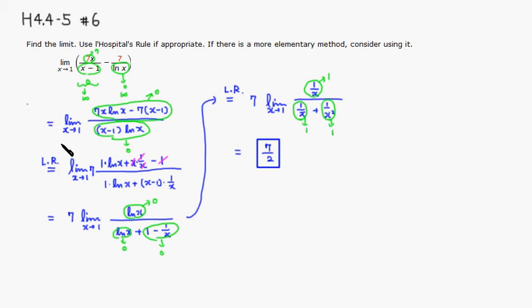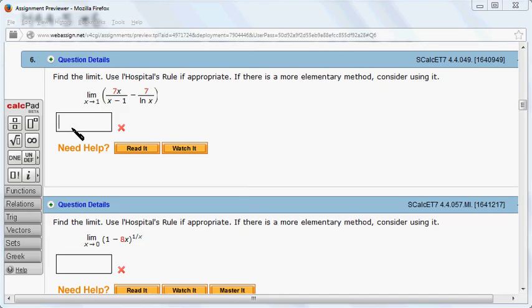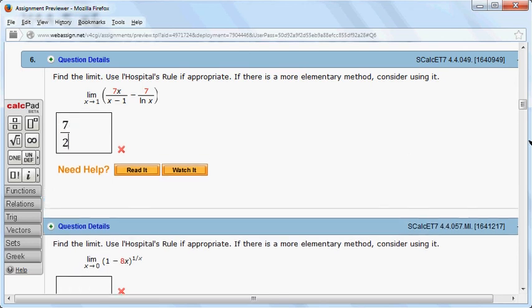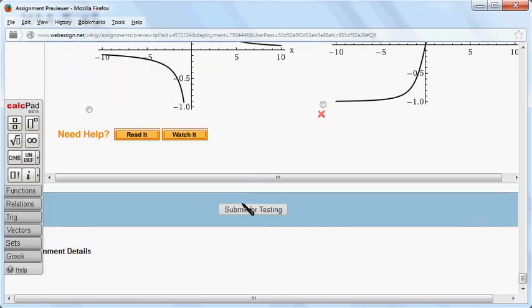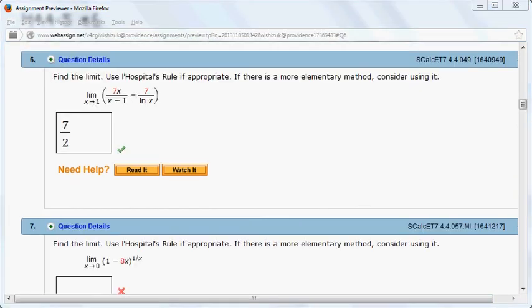Let's type it in. The answer was 7 halves. Let's check the answer. Looks like we got this one correctly. That's it. I hope that this was clear.